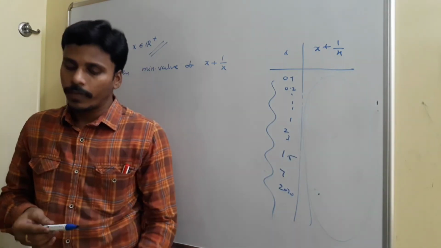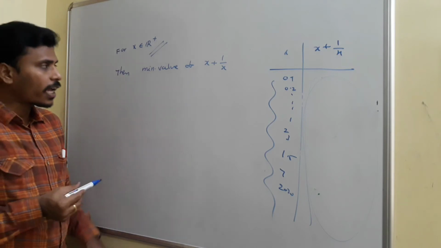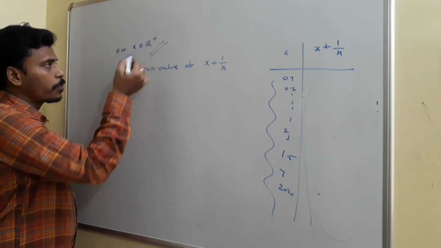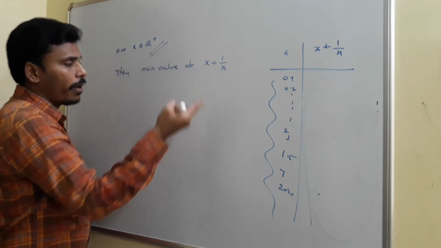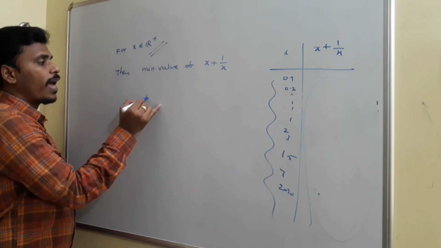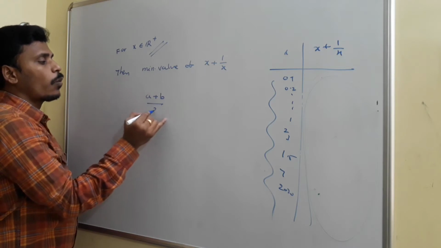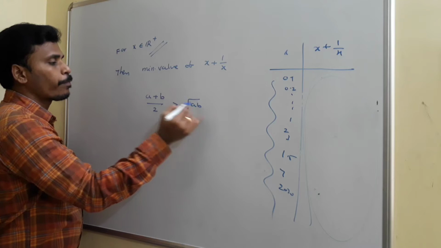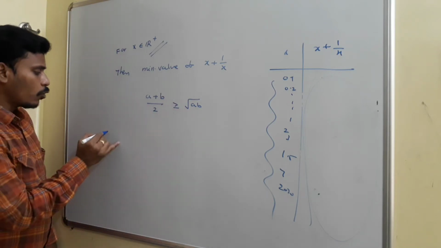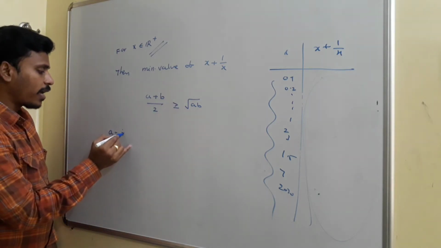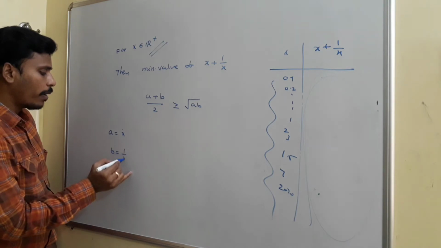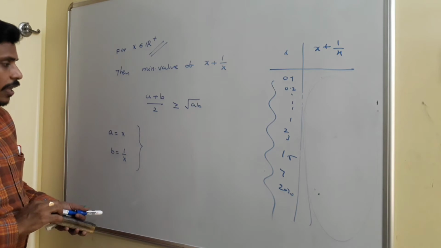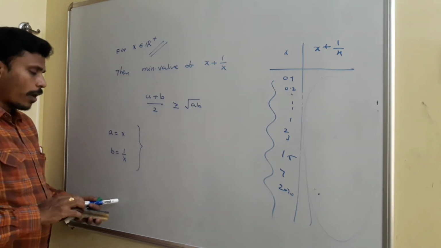That's my task. See, to fulfill the task, I can utilize the rule that AM is greater than or equal to GM. Given that x is positive, since x is positive, 1 by x is also positive, right? So we have the inequality that (a plus b) by 2 is greater than or equal to root ab, right? See, in this statement, you just replace a with x and b with 1 by x, right? What I am going to do, I am going to replace a with x and b with 1 by x.